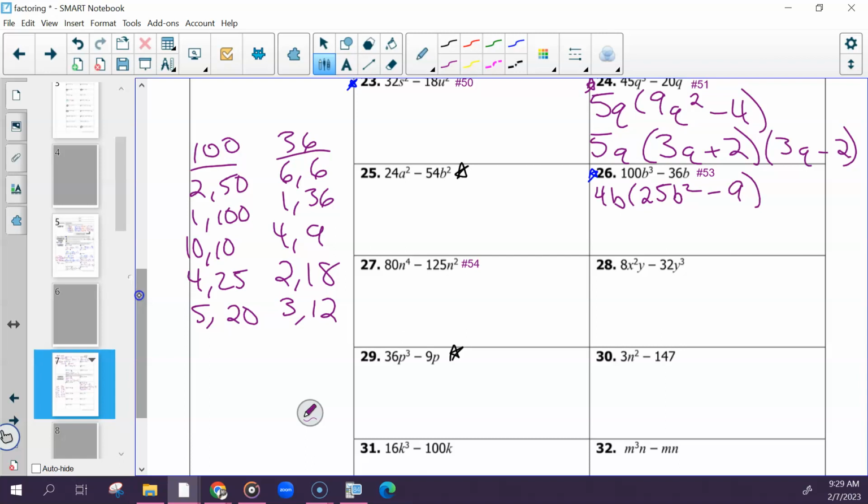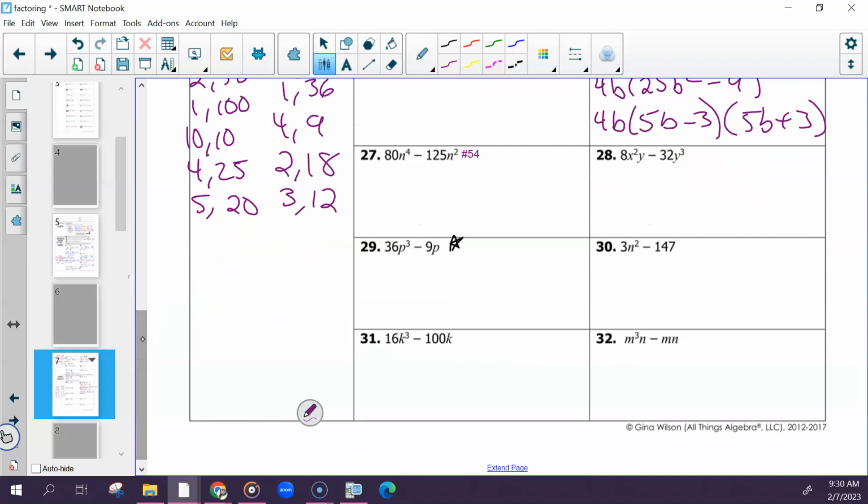Can't take out anything else GCF-wise, but are those perfect squares? Yes. So what would those two new factors be? 5b minus 3 and 5b plus 3. Alright, let's do 27, 28, and then any others you guys want to see.